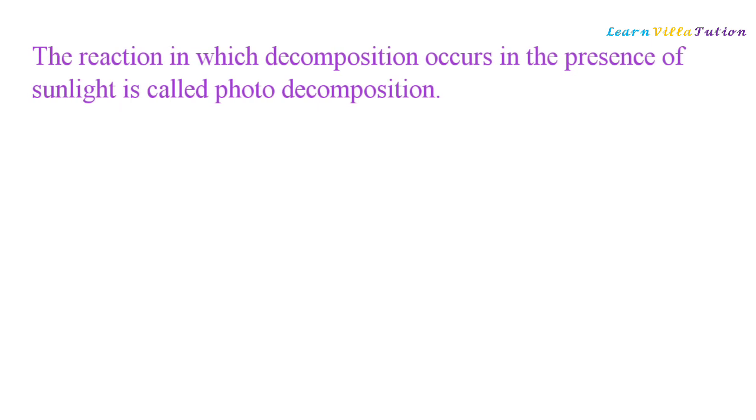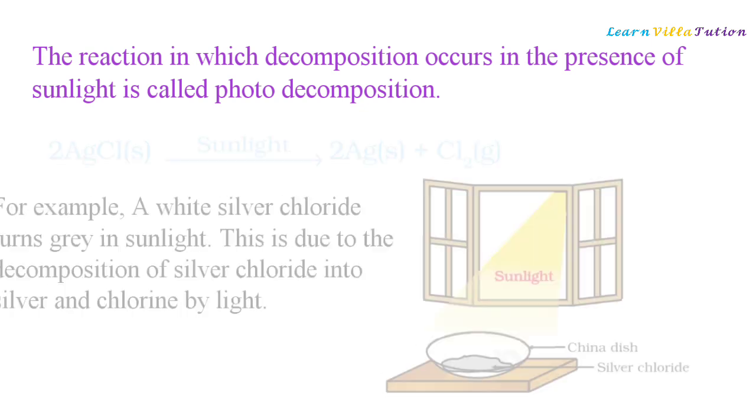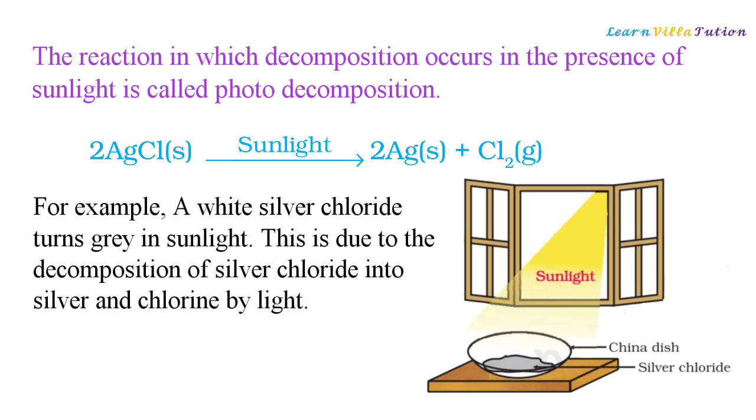The reaction in which decomposition occurs in the presence of sunlight is called photodecomposition. For example, white silver chloride turns grey in sunlight. This is due to the decomposition of silver chloride into silver and chlorine by light.